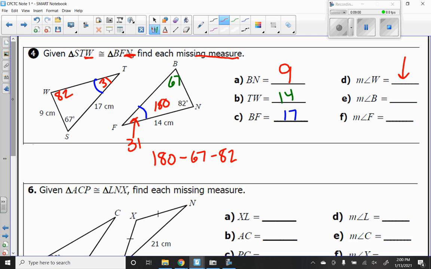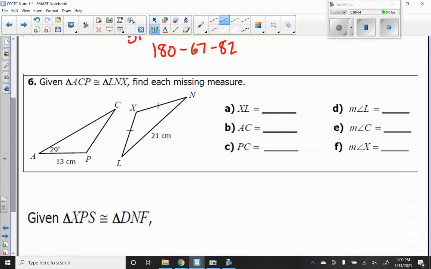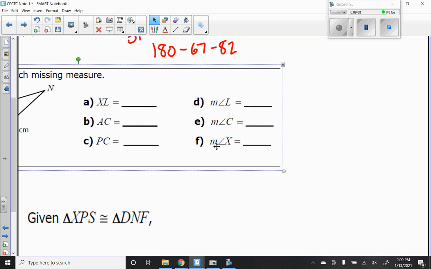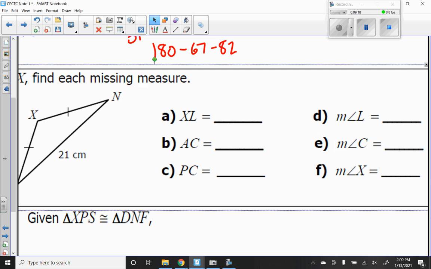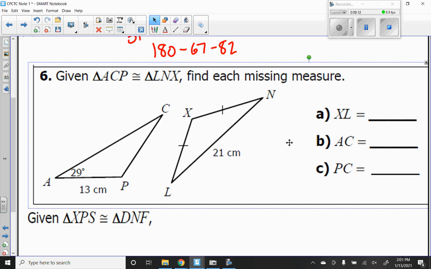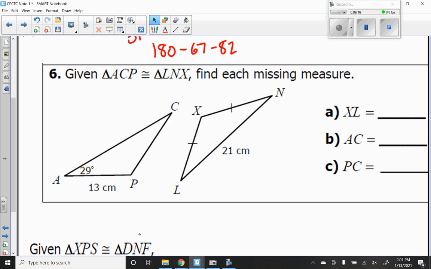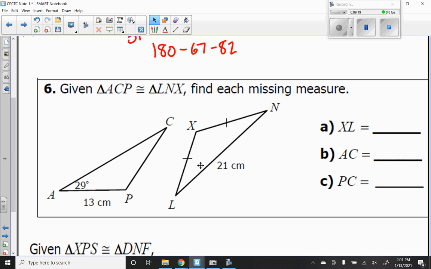All right, we're going to move on to the next picture. If you're watching a video, you can just pause. I'm going to blow this up, though. All right, so check this out. Look at these triangles. Let's go ahead and just find some missing sides.